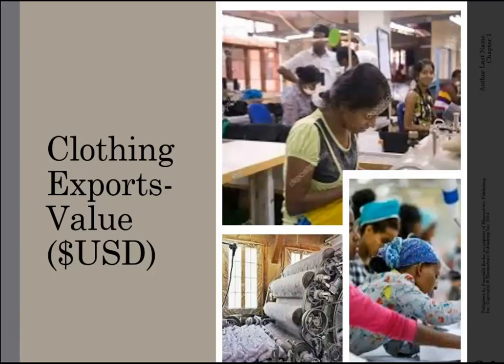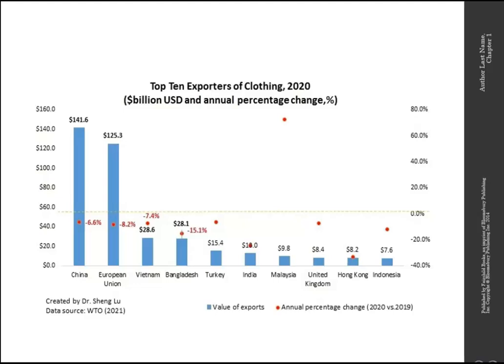Now, if I ask you in terms of clothing exports, well, which countries have the highest value in clothing exports? Now we're talking finished product. So this is the t-shirt, this is the blue jeans, this is the jacket, that is the sweater. So when you think of that, now let's look in terms of, how does this look? You'll see China, European Union, Vietnam, and Bangladesh.